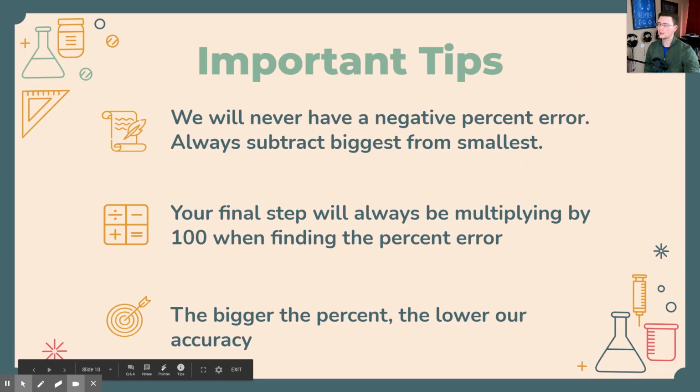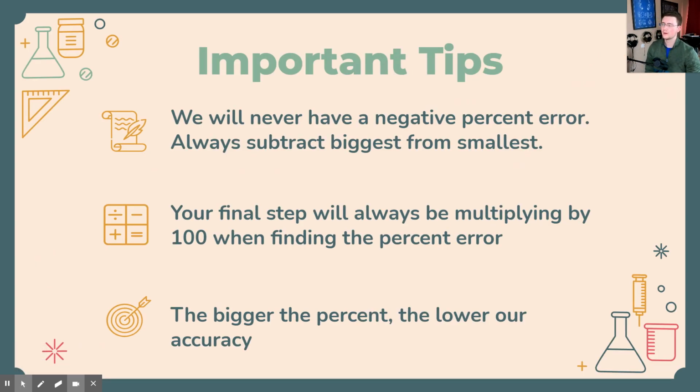And now here are a couple more tips. First, we will never have a negative percent error. We mentioned this earlier. Always subtract biggest from smallest. That's the easiest way to make sure that you got it right. Your final step will always be multiplying by 100 when finding the percent error. So you're always going to multiply by 100 in order to convert to that percentage. That last step will always be the same.